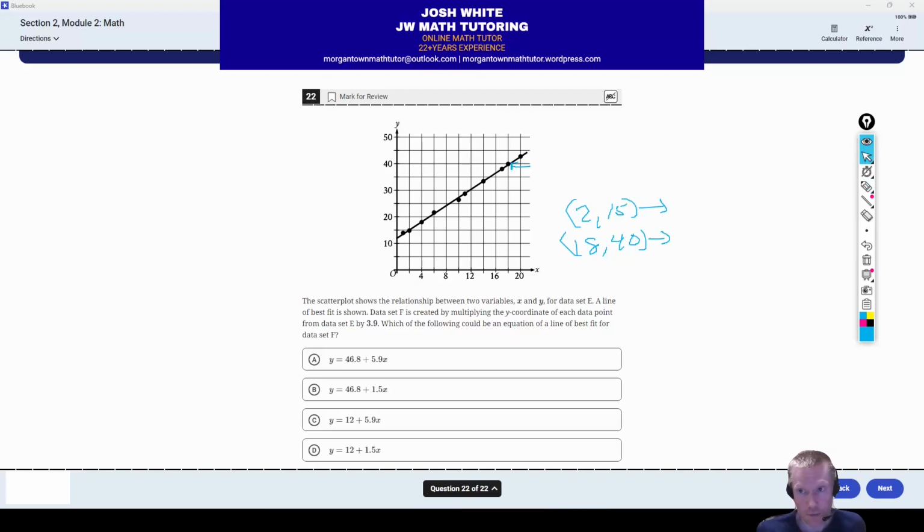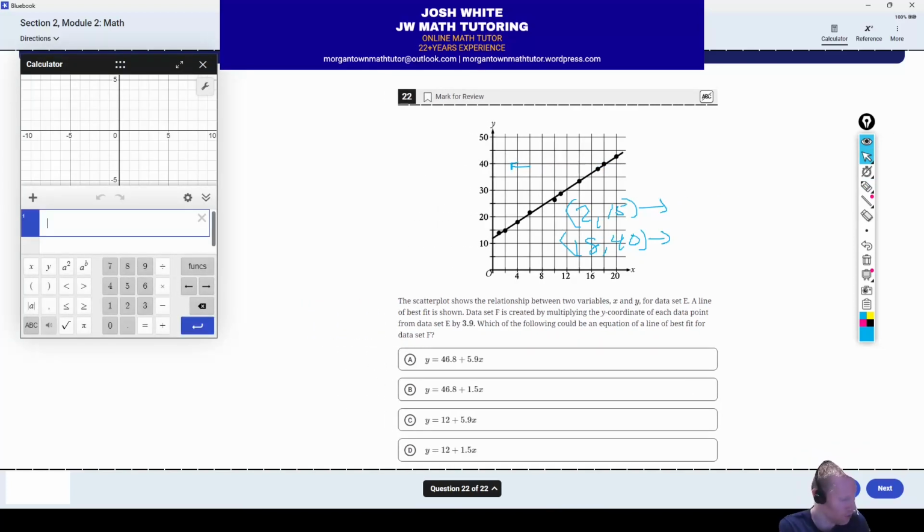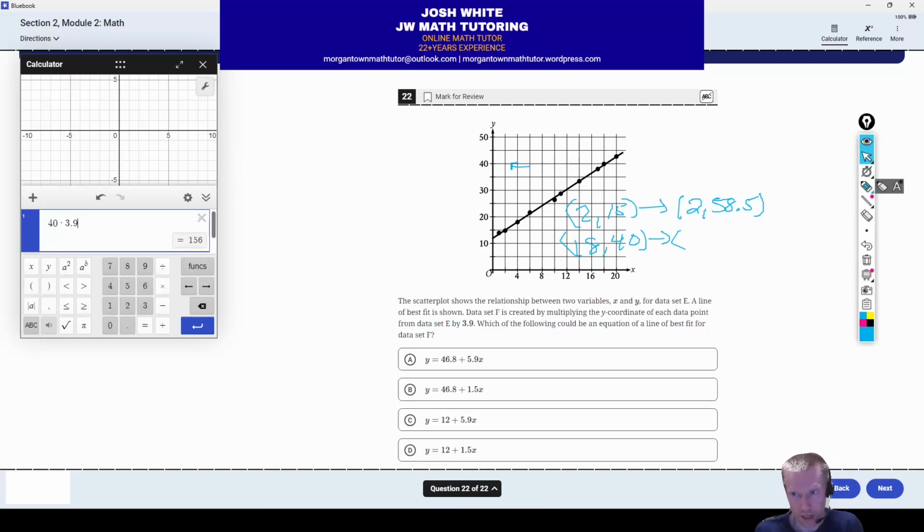So for the first one, and let me just go to Desmos to do this, it's going to be 58.5. So my new point is 2, 58.5. And for my second one, it's just going to be 156. So it's going to be the point 18, comma 156. So now all I have to do is go to Desmos, plug these 2 points in, and it's going to give me their slope, and it's going to give me their intercept, and I have the answer right there.